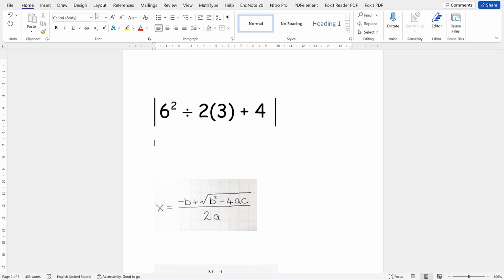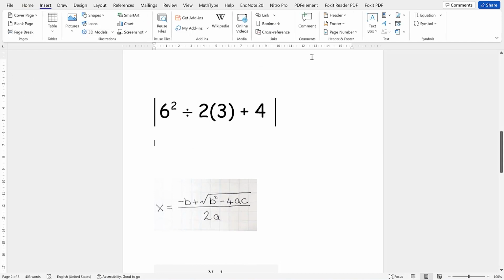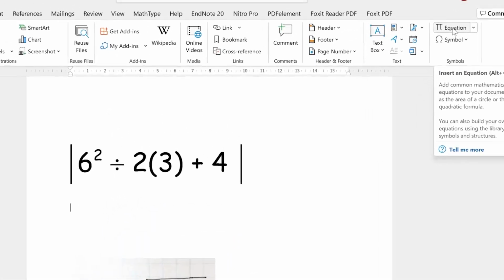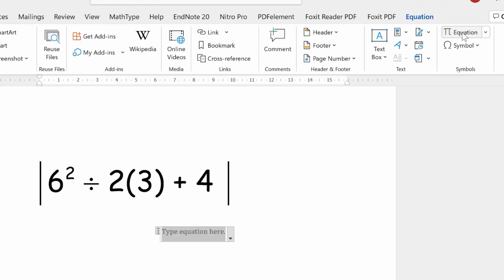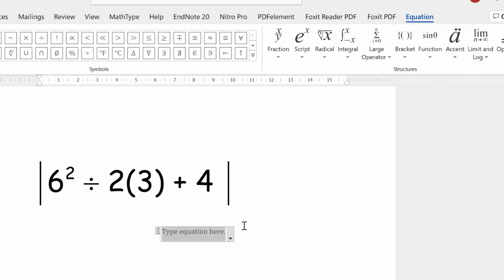All you need to do is to start by coming to the top ribbons over here and click on insert, and you can come to equation over here. So this is going to be done using the inbuilt equation editor from Microsoft Word. Okay, so you click on equation and you can see the equation editor just kick started.